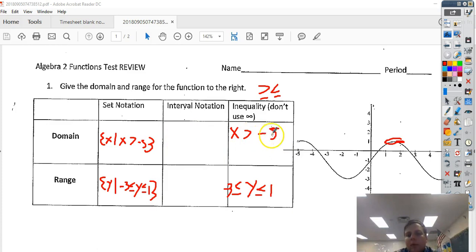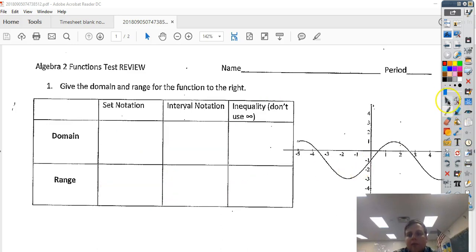Alright, well, we know that I'm just getting bigger than -5, so I can say parenthesis -5 to infinity, parenthesis. And then on range, I could just say bracket -3 to 1 bracket. And there you go. Alright, let's move on.